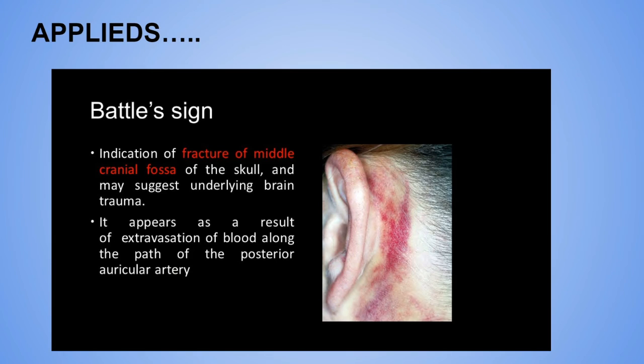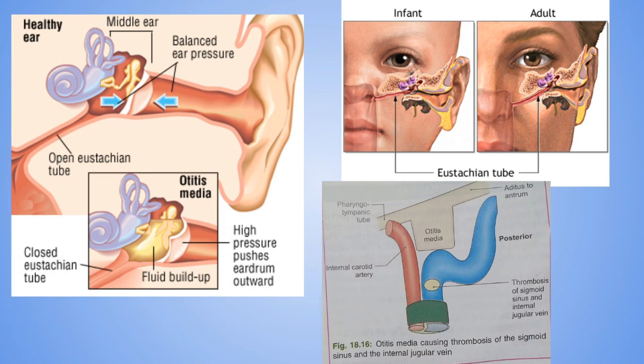Now, very important, applied anatomy of the middle ear. Fracture of the middle cranial fossa breaks the roof of the middle ear, ruptures the tympanic membrane, and thus causes bleeding through the ear along with the discharge of the CSF, or cerebrospinal fluid. Also, throat infection commonly spreads to the middle ear through the auditory tube and can cause otitis media.